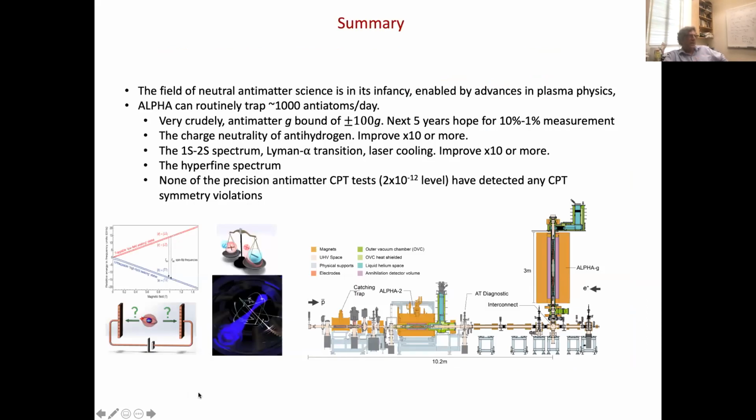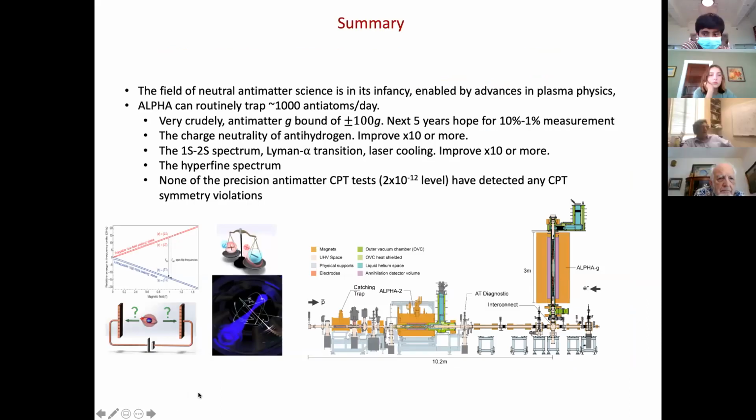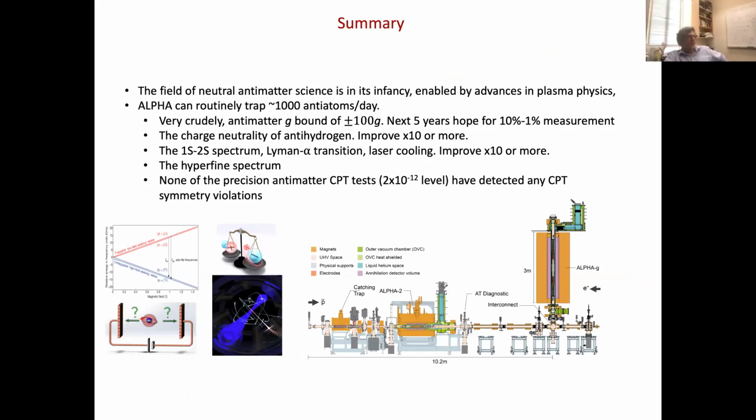So in summary, we can routinely trap 1,000 per day. We intend to study CPT. We'll improve all our measurements by a factor of 10. If we see something, our first instinct will be not to believe it, but maybe it'll be true. So we'll measure it again and again if we find something exciting. Nobody's ever done antimatter studies like this before. We're the only group that can make antihydrogen reliably, store it, and measure it. So we have the world to ourselves, at least for the time being.